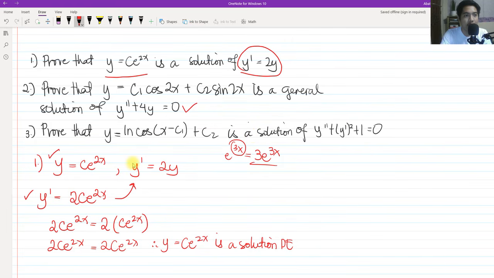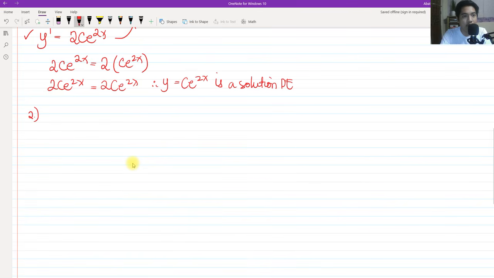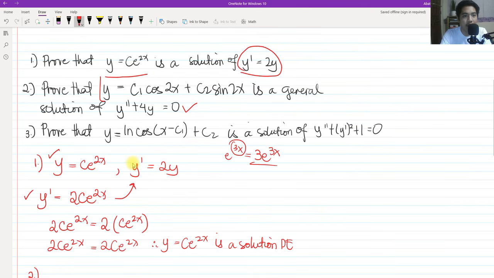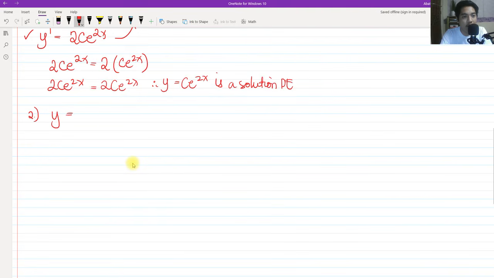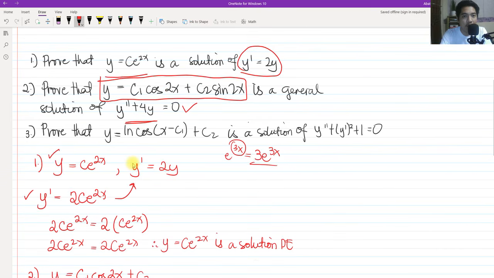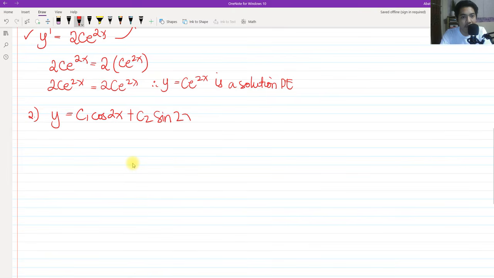So let's try now number 2. For number 2, we are going to prove that y equals c sub 1 cosine 2x plus c sub 2 sine 2x is a general solution of the differential equation y double prime plus 4y equals 0. So we have y equals c sub 1 of cosine of 2x plus c sub 2 of sine of 2x, and we want to prove that that is the solution of y double prime plus 4y equals 0.